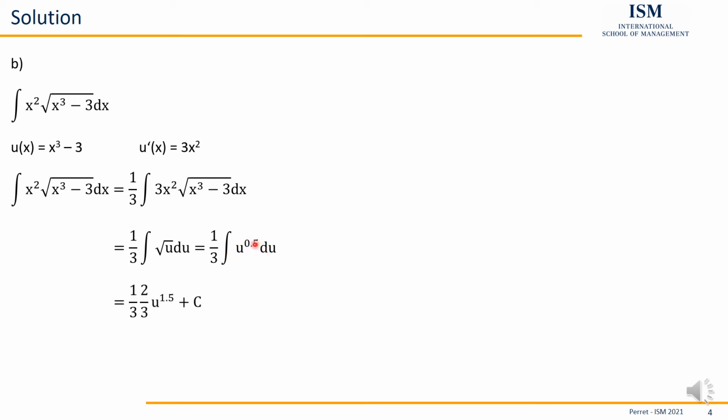This means here we integrate by increasing the exponent by 1, giving us 1.5 or 3/2. And then we multiply with the inverse, or we divide by 3/2. So multiplying with the inverse is 2/3, which is the inverse of 3/2. Together with this 1/3 we have from in front here, we get 2/9 u to the power of 1.5.